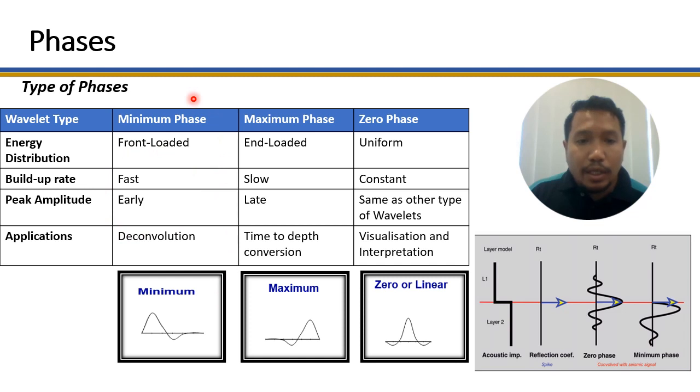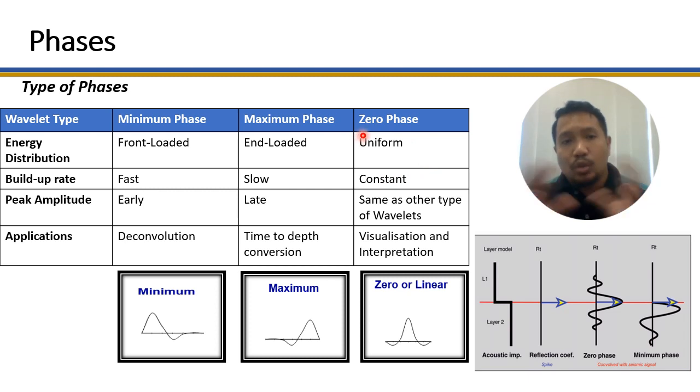And then we move into the minimum phase. A minimum phase is a wave in which the energy is concentrated at the beginning of the wave. This means that the peak of the wave has higher amplitude than the trough at the early stage. Zero phase, meanwhile, is a wave, or we call it a linear wave, in which the energy is distributed evenly throughout, and the peak is in the middle, meaning that it is centralized between two low amplitude troughs.